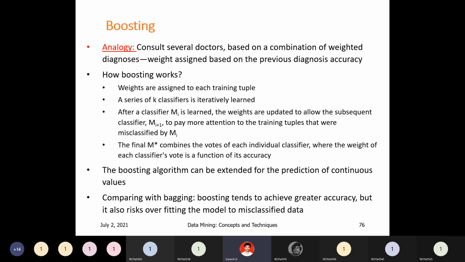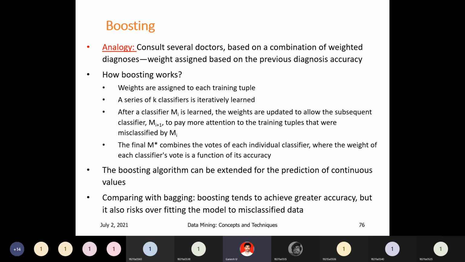A series of K classifiers is iteratively learned. Okay, that is the number of times you will apply it. Here you can observe the number of classifiers. Each and every classifier applied on the data gets some result. That result can be taken, and based on that, M2 is also created from the entire data, applied for a better result.